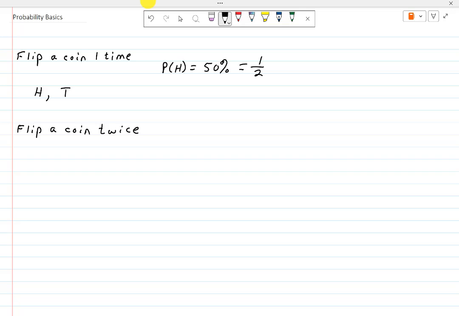So now, if we take a look, I'm going to do 2 flips. I'm going to do 1 flip. The first flip, if you will, can be either heads or tails. So there's our first flip. Then the second flip, I could get a heads again, or I could get a tails, as it does not know what it got before the second toss.